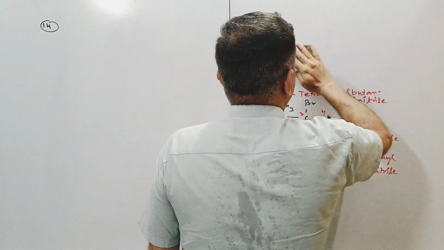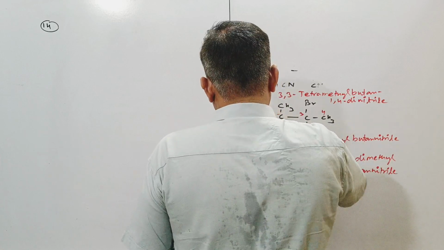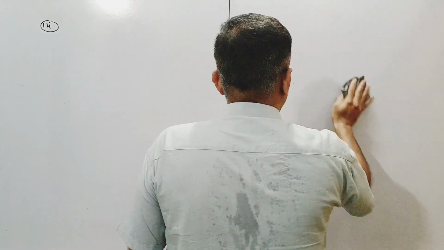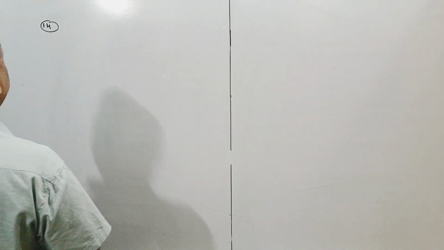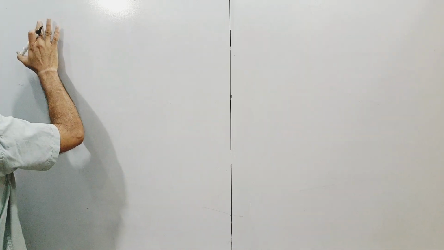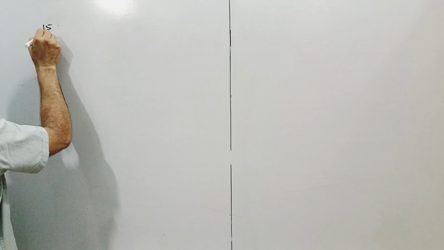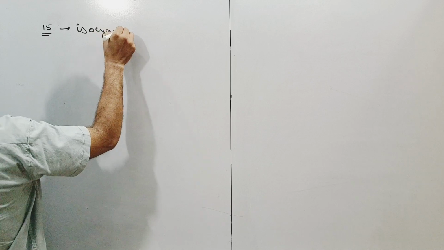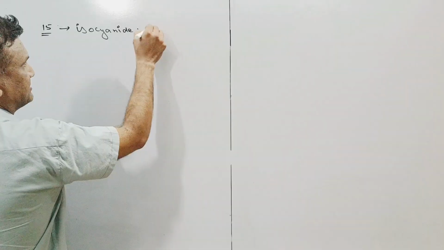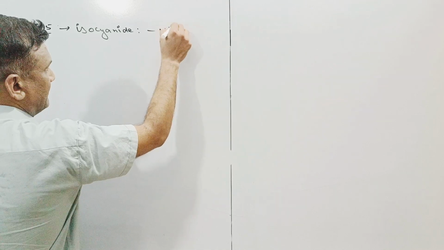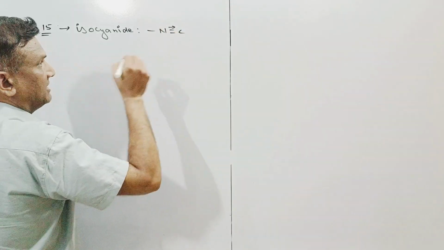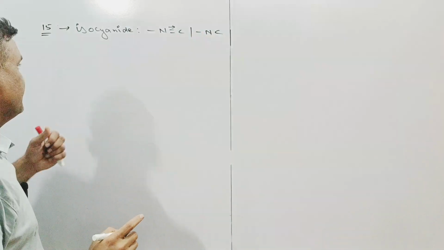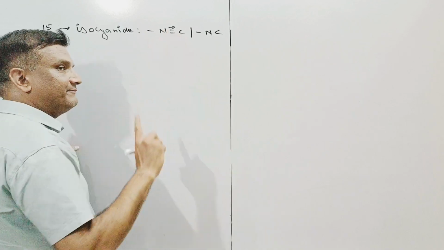So if we go with this, then the next function group is isocyanide. This is the 15th function group, isocyanide. Regarding it, the structure will be as follows. Here there will be one coordinate bond, and it can be represented as follows also. What is the meaning of coordinate bond? It means nitrogen donates its lone pair to the carbon atom to complete the octet.